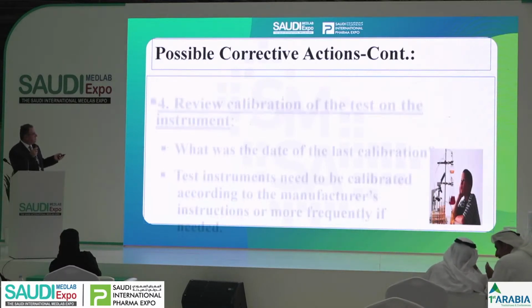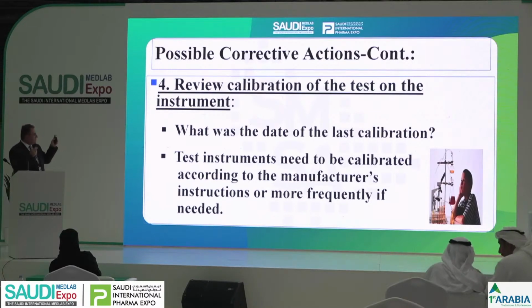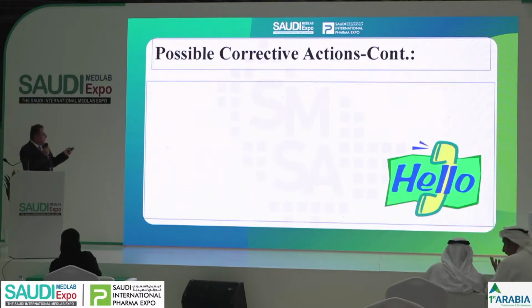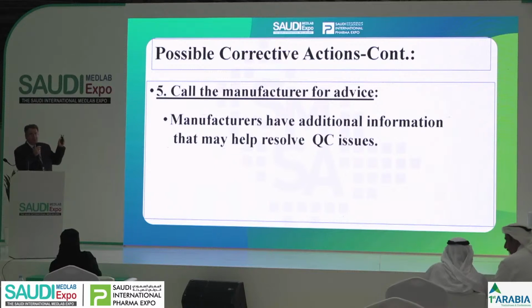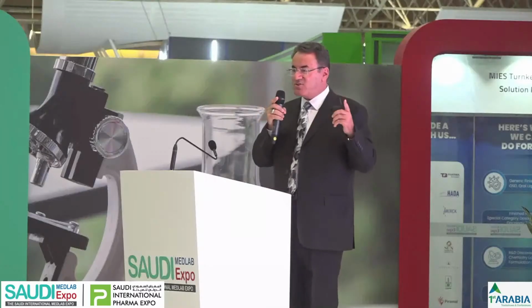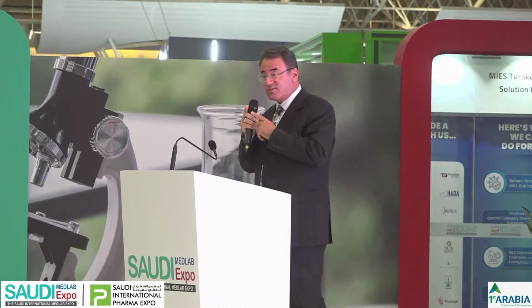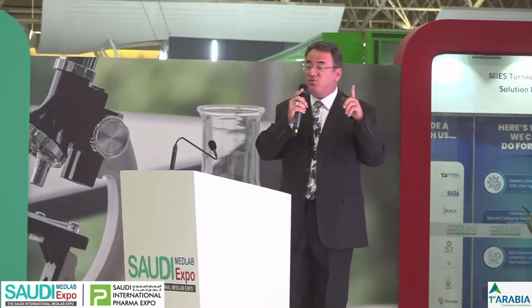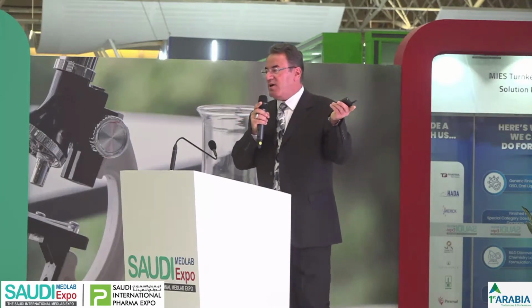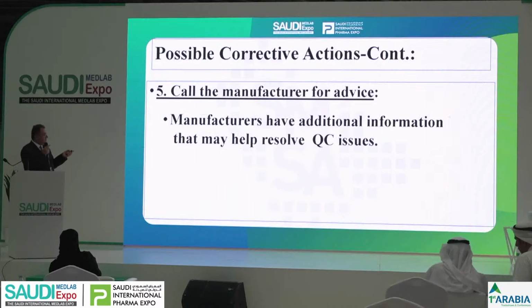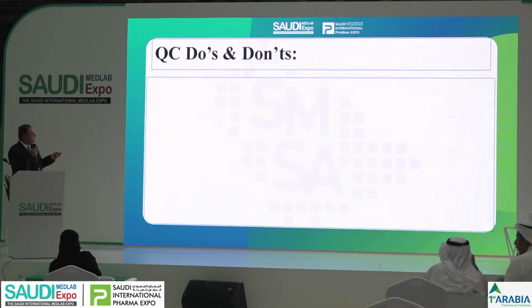And the fourth thing you need to do, review calibration of the test on the instrument. Okay. And the fifth one is to call the manufacturers if all failed. In my previous life, when I was a technologist, I used to call the manufacturer when I couldn't solve an issue, when I'm troubleshooting the instrument. They always have things that you don't have access to help you solve the issue. But this would be your last resort. You should solve it on your own, and then you can call your technical specialist.